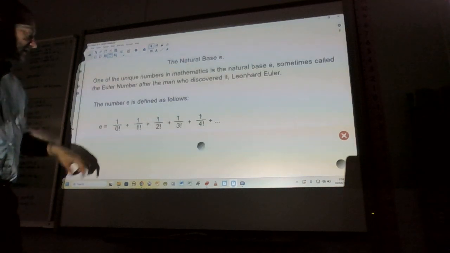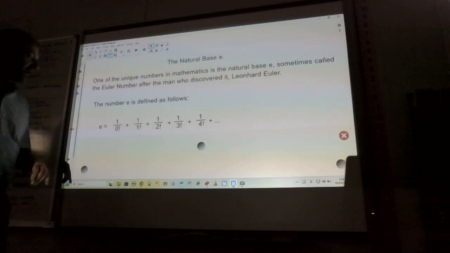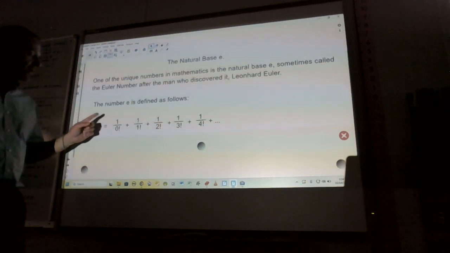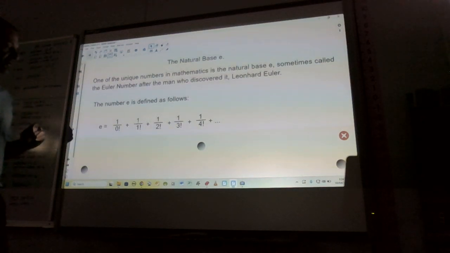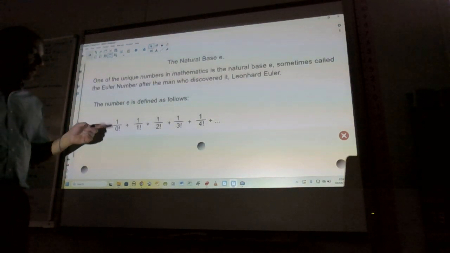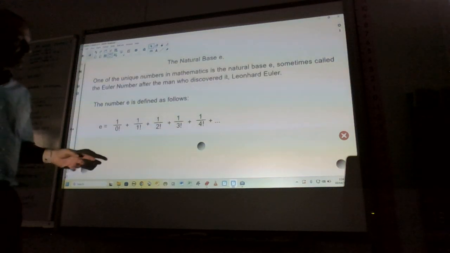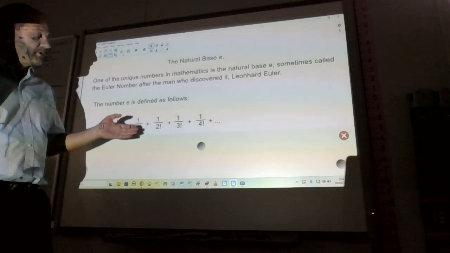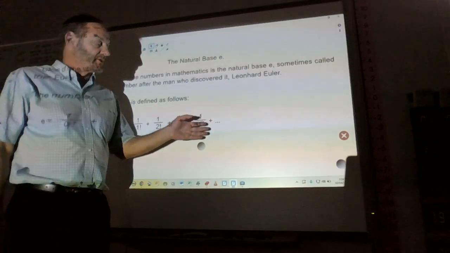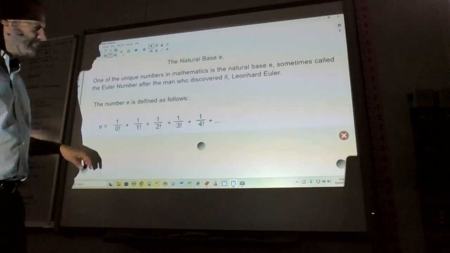He came up with the number e, and it's defined as follows: e is 1 divided by 0 factorial, plus 1 divided by 1 factorial, plus 1 divided by 2 factorial, plus 1 divided by 3 factorial, plus so on and so forth forever and ever and ever.